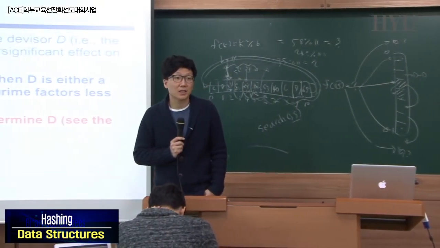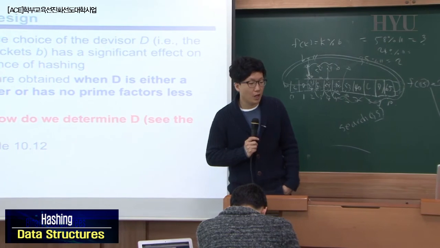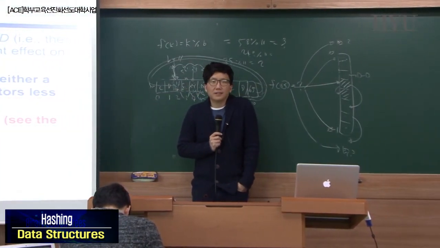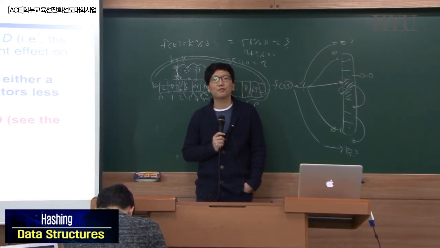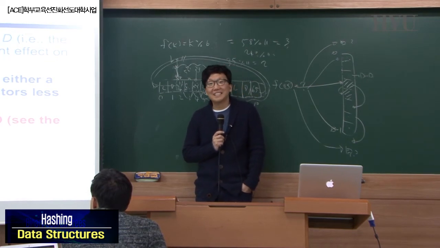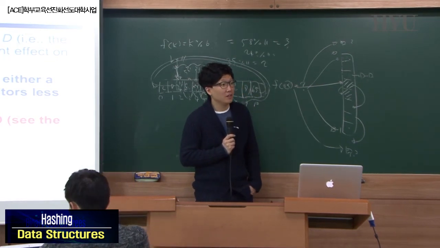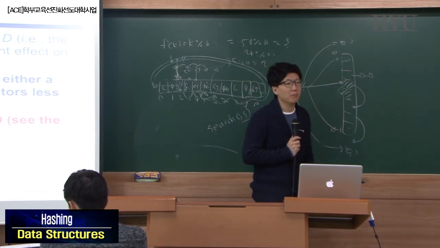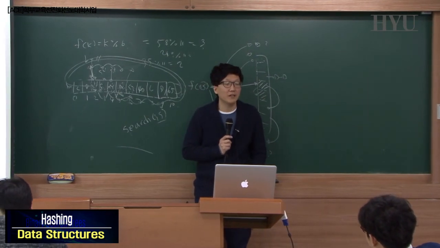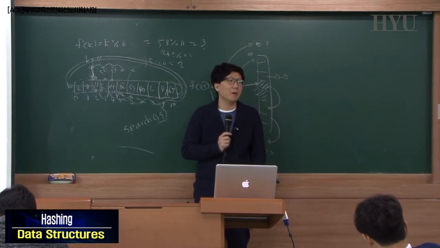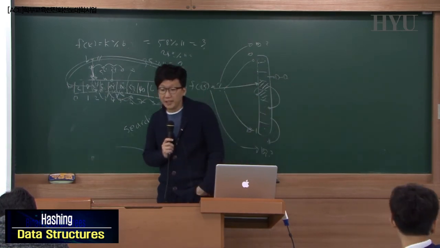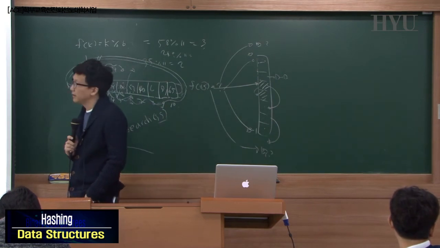So the best result seems to be when D is a prime number or has no prime factors less than 20. It's not my result. It's from many different experiments over 20, 30, 40 years. It seems that's a better choice. So if you don't know, just pick a prime number, because in many cases you don't know how many elements you will be handling. That might be a safer choice. The key is, how do we determine D?